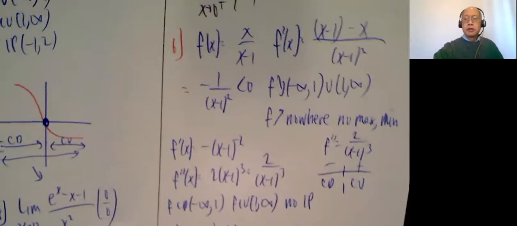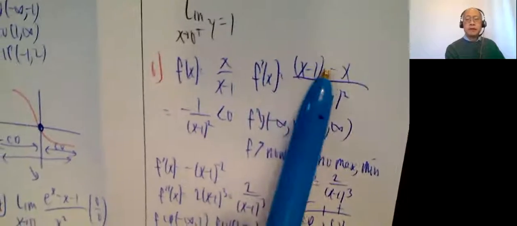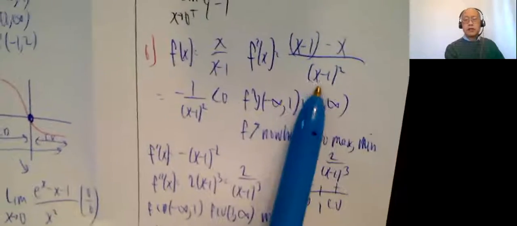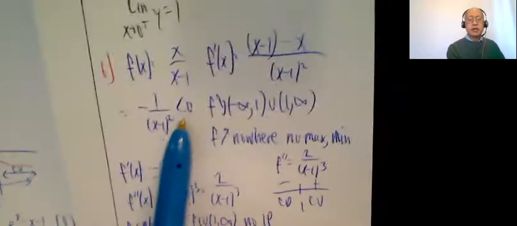Number 6, f of x equals x over x minus 1. The derivative is using the quotient rule. Bottom times the derivative of the top, 1. Minus the top times the derivative of the bottom, 1. Over x minus 1 squared. That's negative 1 over x minus 1 squared. That's always less than 0.